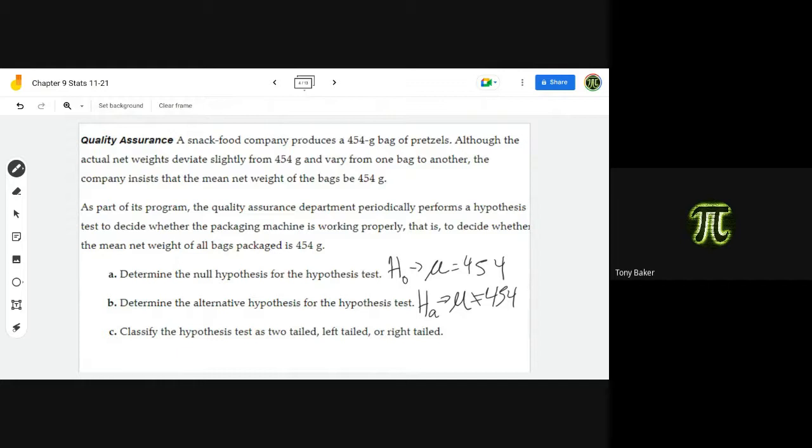All right. Is this a two-tailed, left-tailed, or right-tailed test? This is two-tailed. This is easy. Once you get the alternate hypothesis, it tells you the direction. If it's not equal, it's two-tailed. Less than is left, greater than is right. So that just kind of makes sense. So this is a two-tailed test.